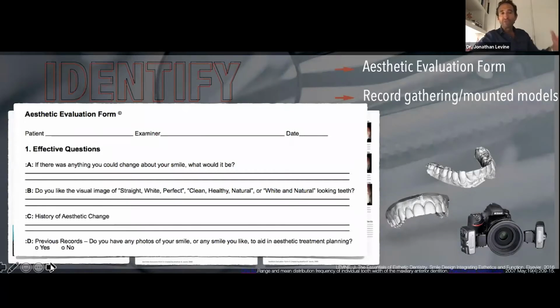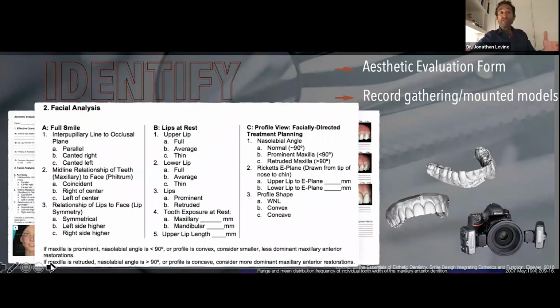And as Goldstein was for the first question, Lloyd Miller, who was an amazing aesthetic dentist, I was fortunate to hear him at the Academy of Aesthetic Dentistry in the late 90s, came up with these questions. And they're really great. We put them into the form. And then we do a facial analysis. We look at parallelism. We look at lips, full, thick, thin. We look at nasolabial angle, sideways. So is it a convex or concave profile? And it allows us to generate this facially generated treatment plan.